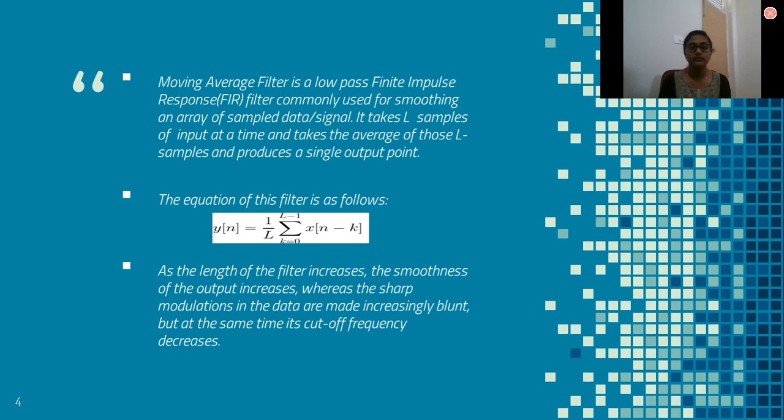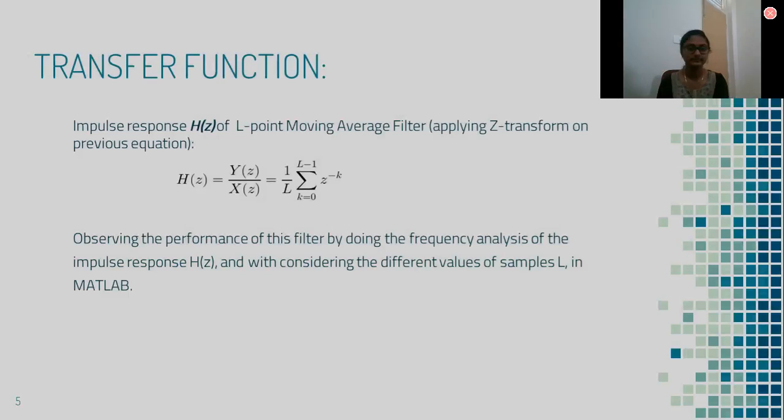From this equation we can know that as the length of the filter increases, that is the L value increases, the smoothness of the output increases. We will be showing that smoothing of this curve in a few minutes. So let us discuss the transfer function of this filter. Before that, we have to understand the difference between transfer function and impulse response.